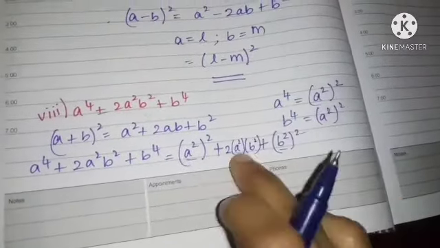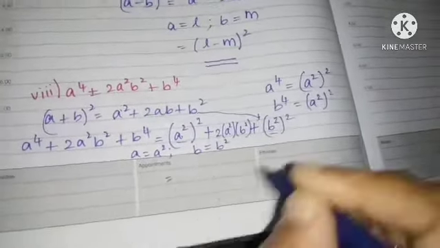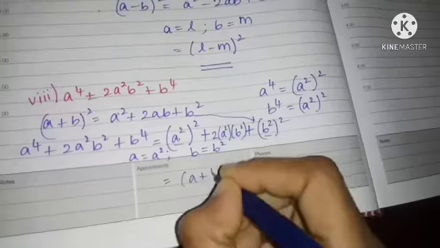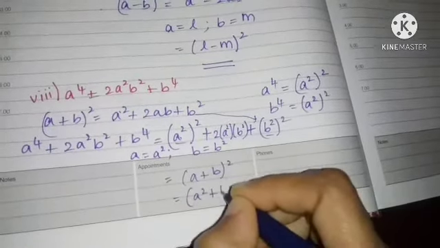So what is a here? When you compare this, what is a? A square. What is b? B square. So when it comes to a plus b the whole square, it will become a square plus b square the whole square. That's all. Because a is a square, b is b square. So a square plus b square the whole square. Understood? Next is your second problem.